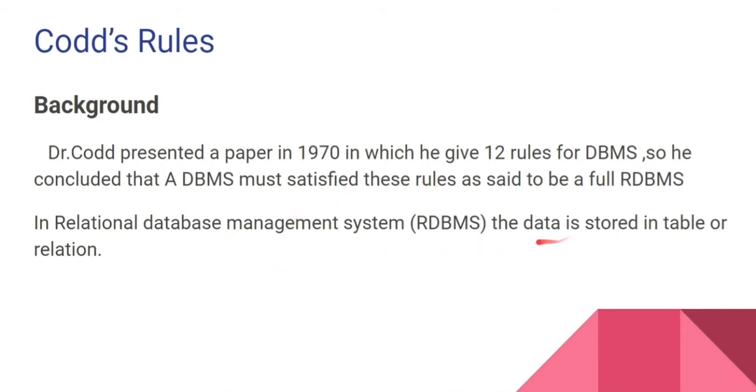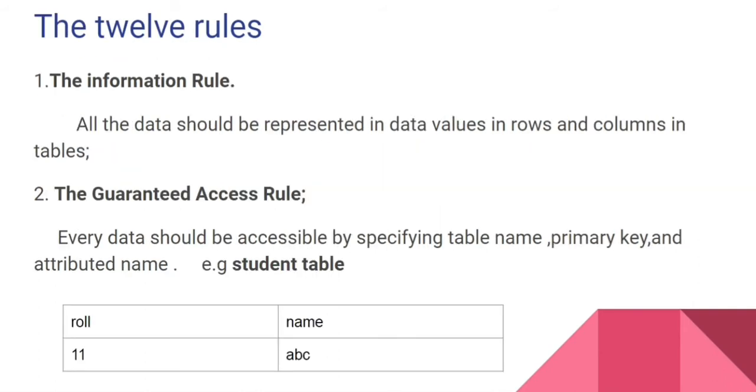In a relational database management system, the data is stored in tables. All these rules are related to the table: data insertion, deletion, updation, everything related to the data present in the table. So let's explain these rules one by one.